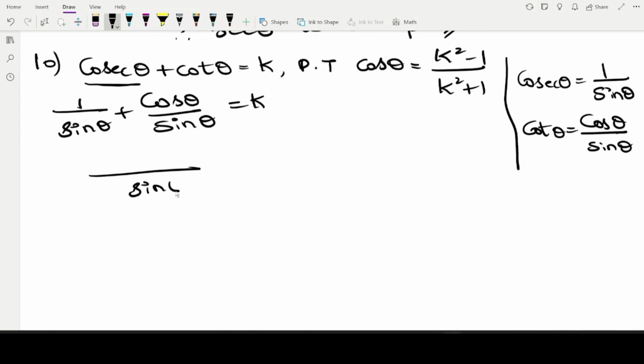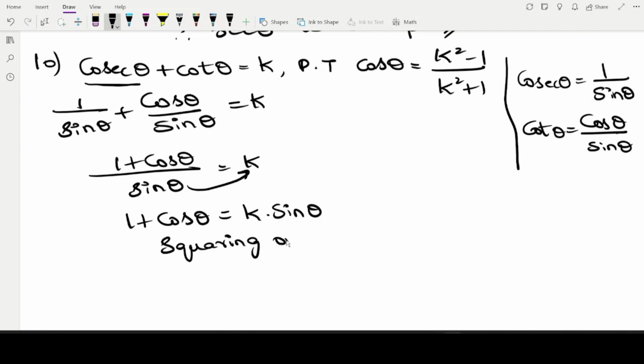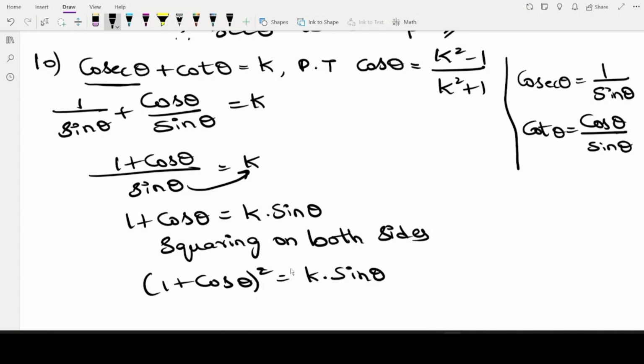So sin theta over 1 plus cos theta: the numerator part will be sin theta and the denominator part will be 1 plus cos theta, which equals k. Now let me shift the 1 plus cos theta to the other side. So this becomes sin theta equals k into 1 plus cos theta. Now squaring on both sides, when you square them up, sin theta whole square equals k into 1 plus cos theta whole square.